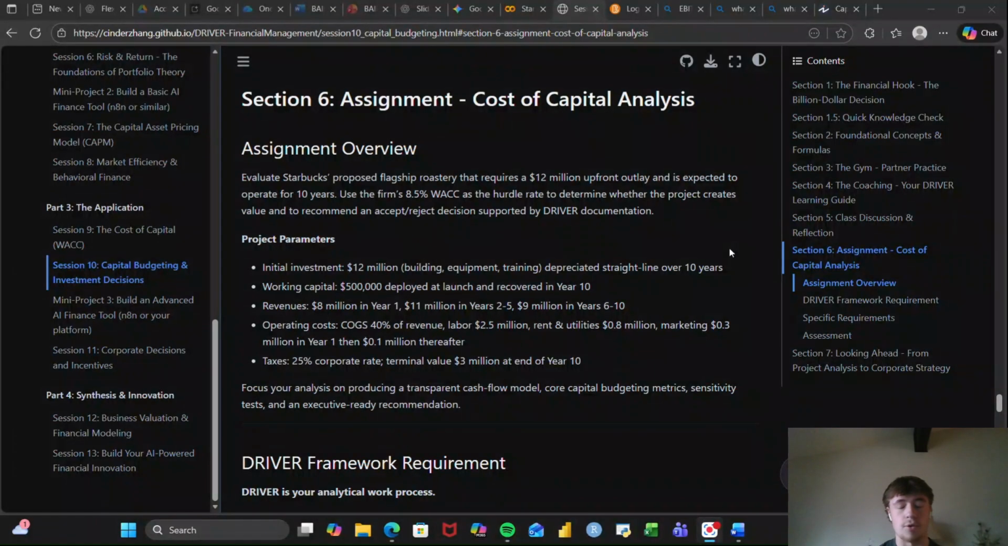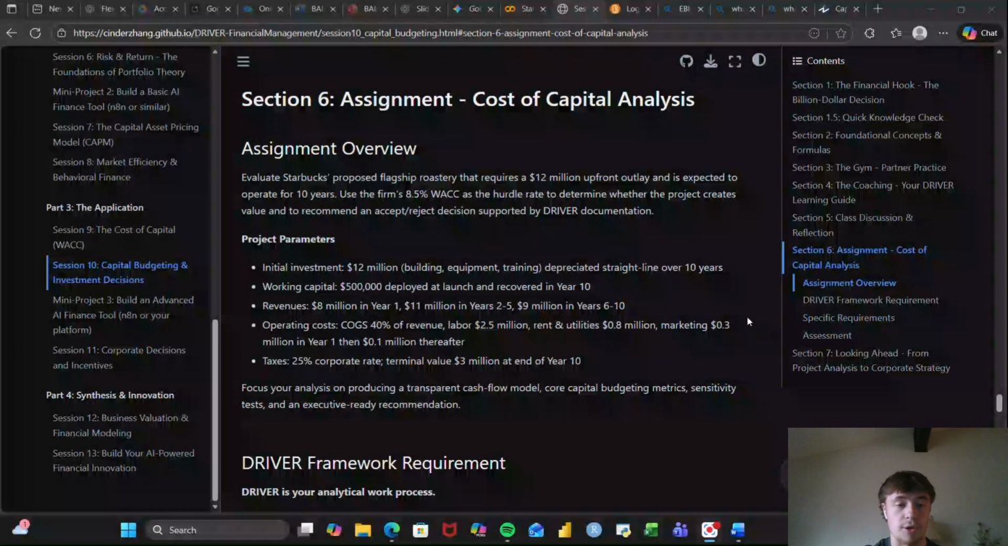Now, its WACC, or what is also known as the hurdle rate, is going to be 8.5%, which is also the weighted average cost of capital. We learned about this in our last section that we had last week. So what we want to do with this problem is determine if we should accept or reject this decision based on our driver framework as well as the calculations we get from our Python script.